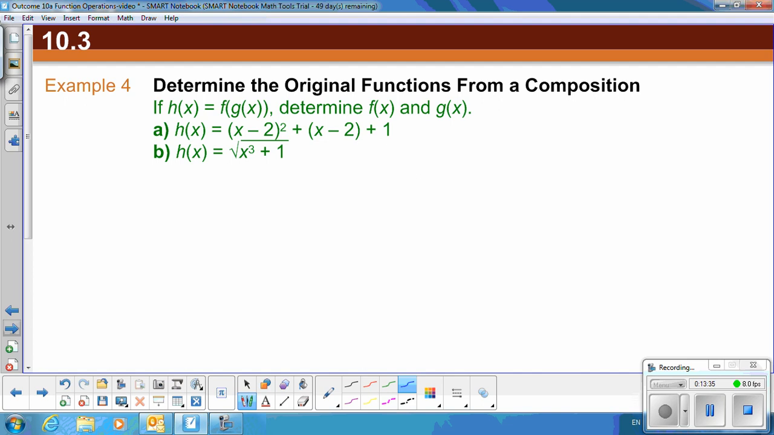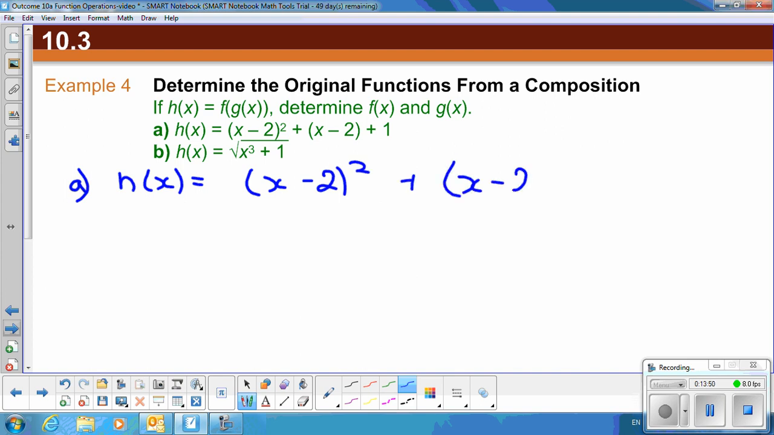Determine the original functions from a composition. So this time we have a combined function and we need to try and simplify it. For part A, we have h of x equals (x minus 2) squared plus (x minus 2) plus 1. Sometimes we want to look for a function within a function. If we're trying to find f of x, and g of x is what's been substituted in, then in this case g of x is going to be that x minus 2.